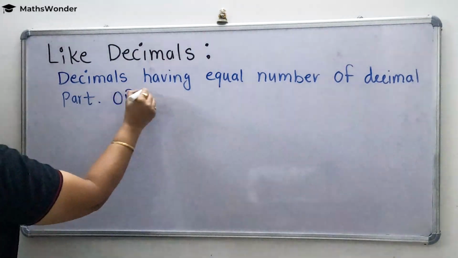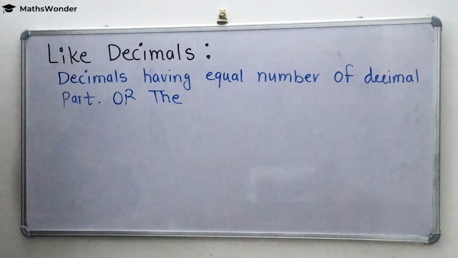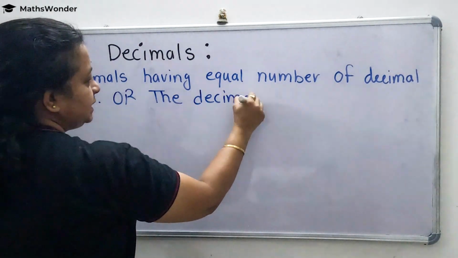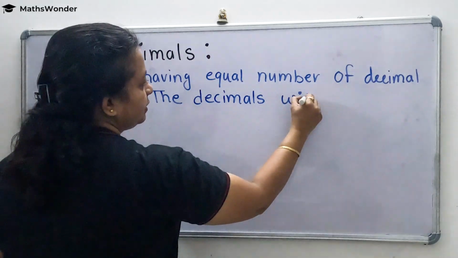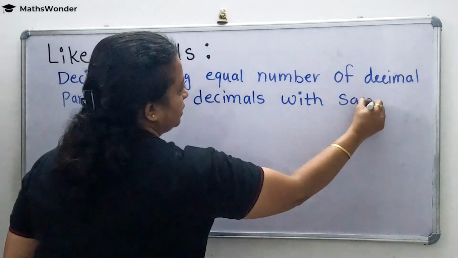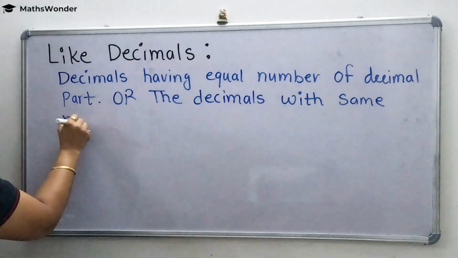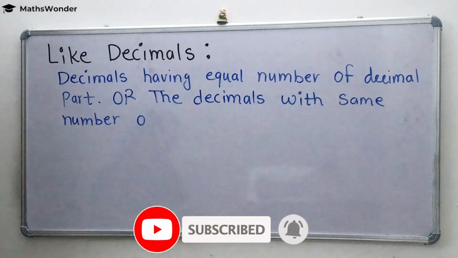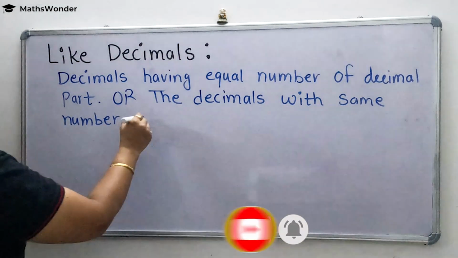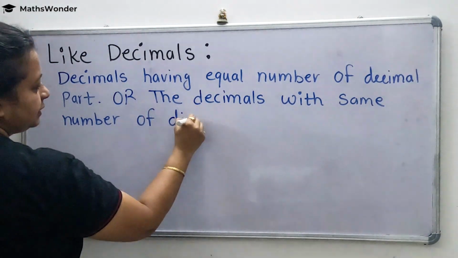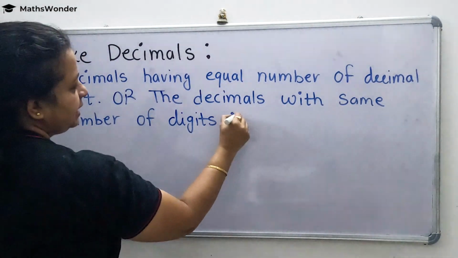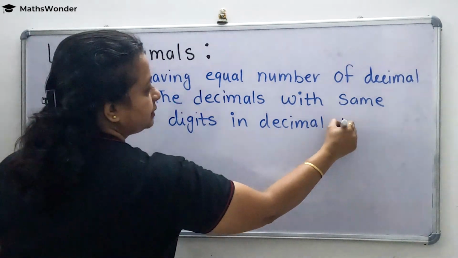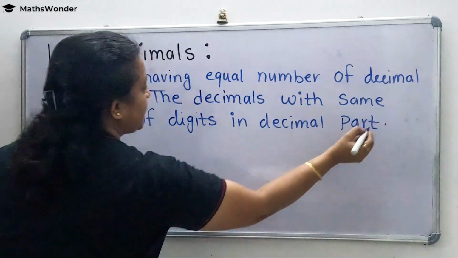Or you can say that like decimals are decimals with the same number of digits in the decimal part. Now come to the example.